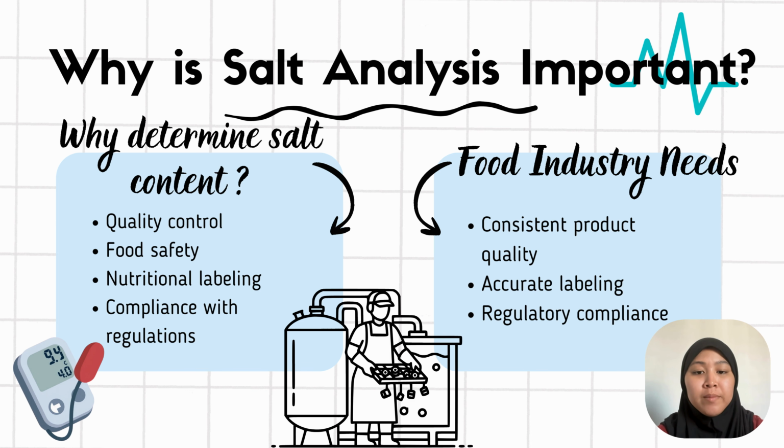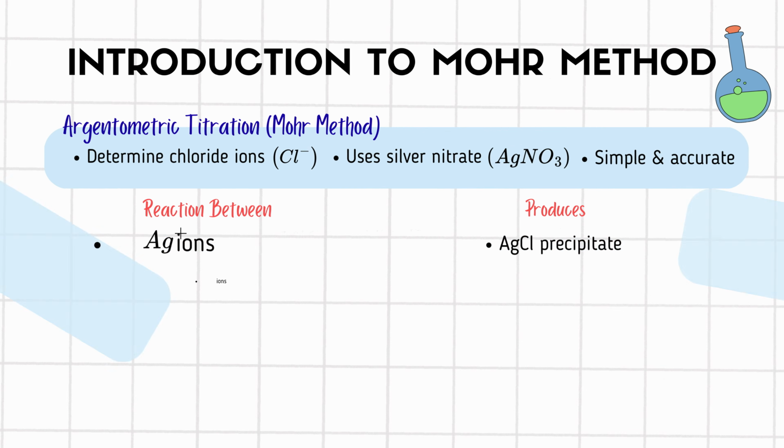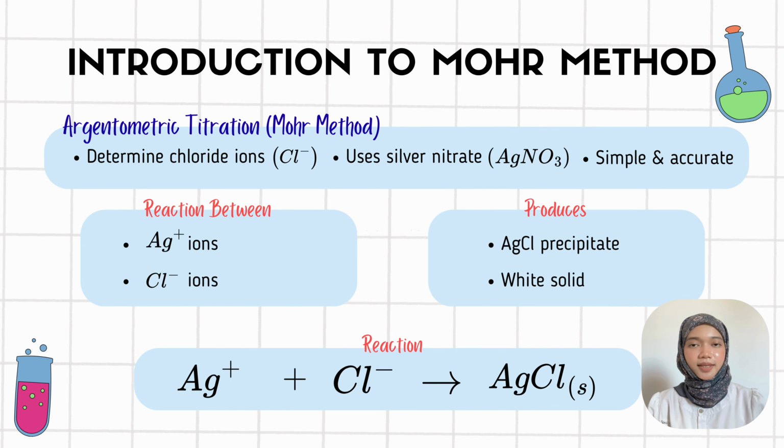Thirdly, food manufacturers must comply with food safety regulations established by government authorities. For this reason, analytical methods for determining salt content are essential in the food industry. Next, I will talk about the introduction to the Mohr method. One of the most common methods used to determine salt content is the Mohr titration method.